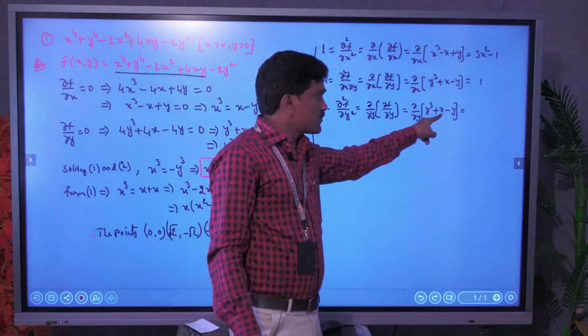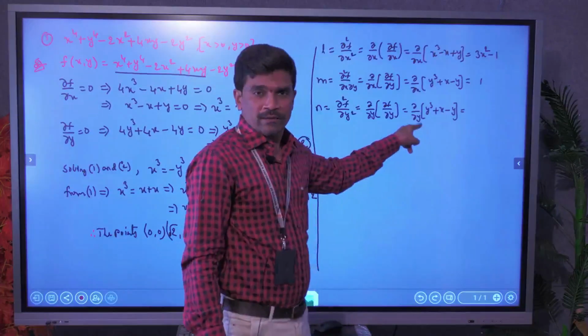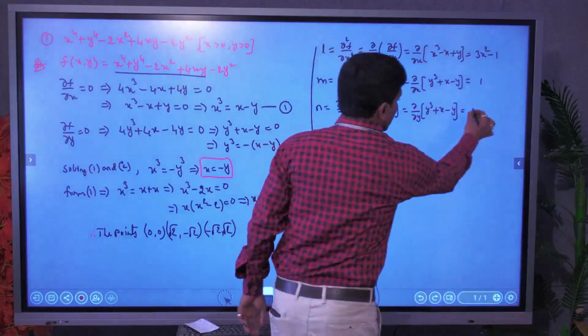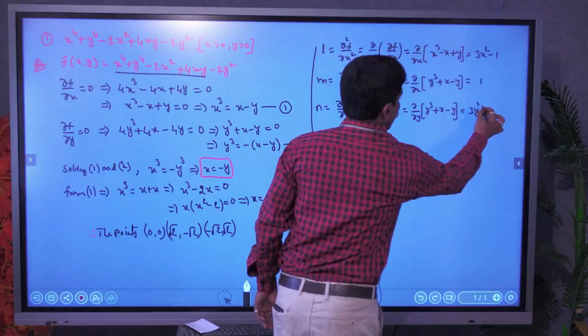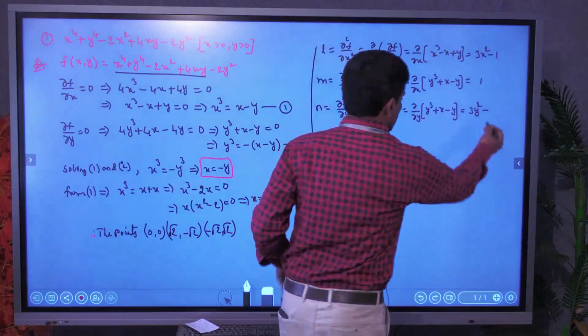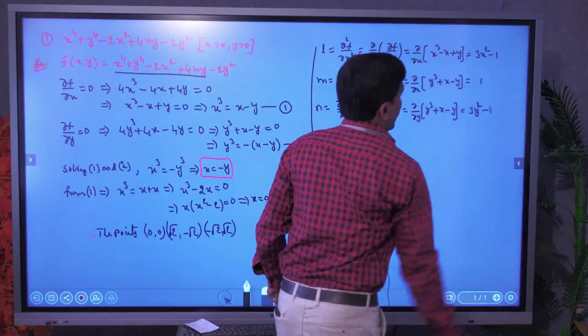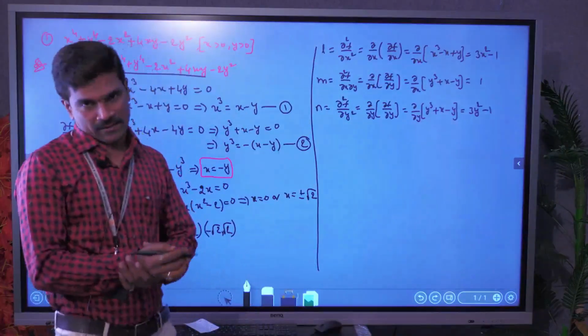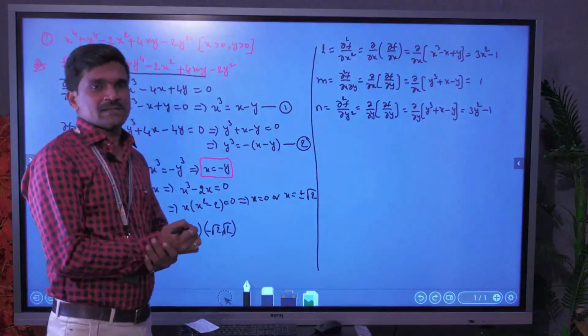Now derivative of this function with respect to y. With respect to y, the derivative of y cube is 3y square, plus x, whose derivative is clearly 0 with respect to y. Then minus y, whose derivative is 1. So we get LMN.